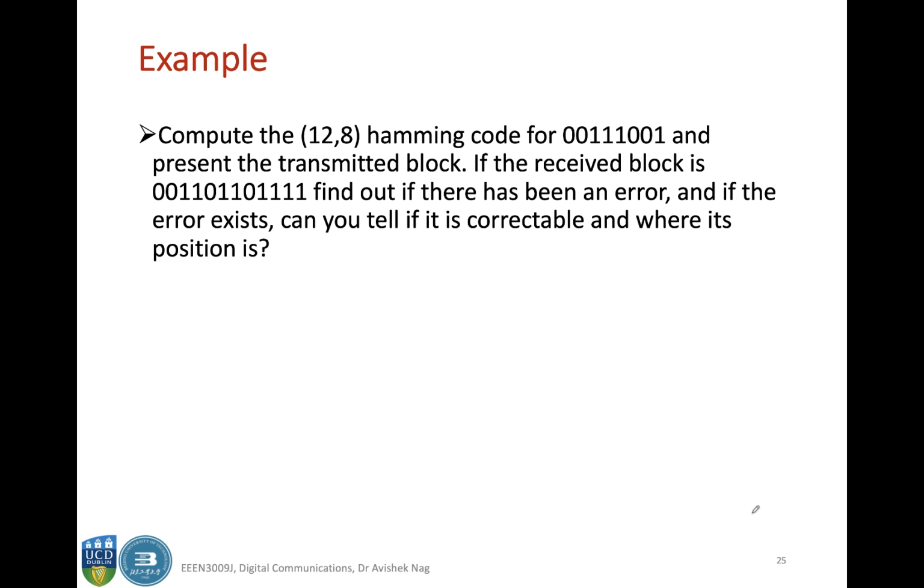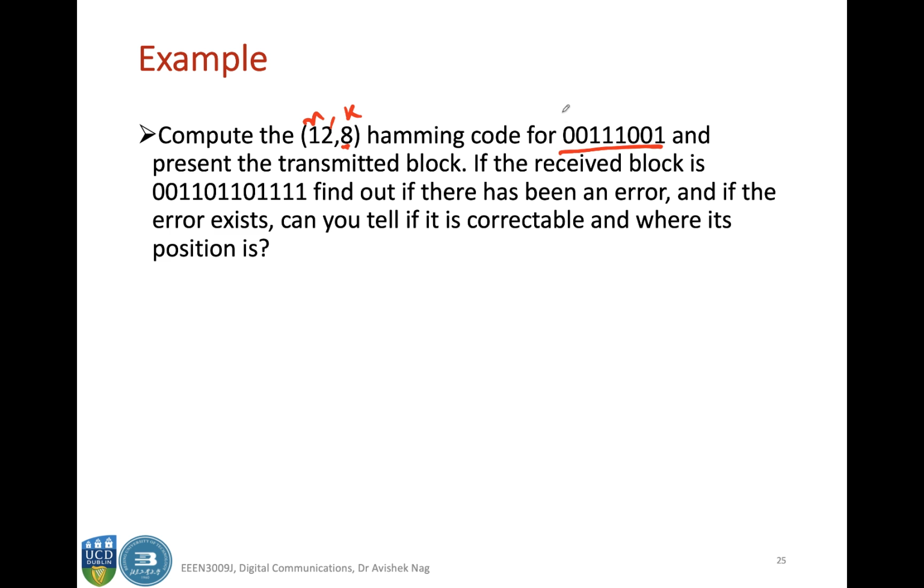So I will go straight to this example to explain how the Hamming code is generated. Let's say we want to compute a 12-8 Hamming code for this particular data. These are 8 bits. This is the data part, this is the K part and this is the N part. Every Hamming code is characterized with N, K. Here N is 12 and K is 8, and therefore the data contains 8 bits. This has to be transmitted, and if the received block is this, find out if there has been an error, and if the error exists, can you tell if it is correctable and where its position is.